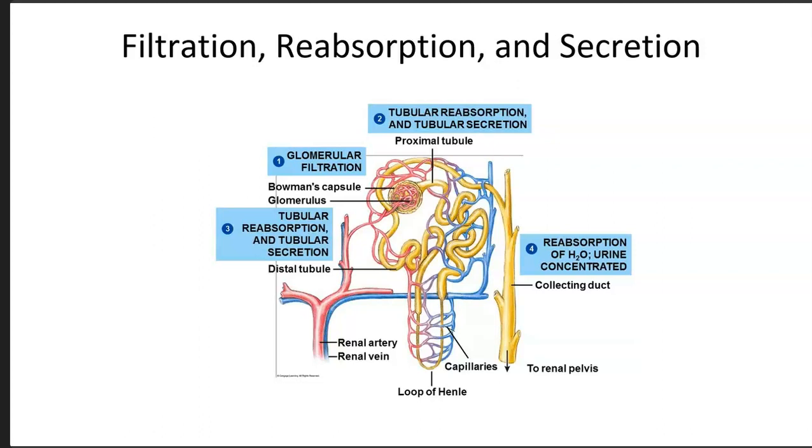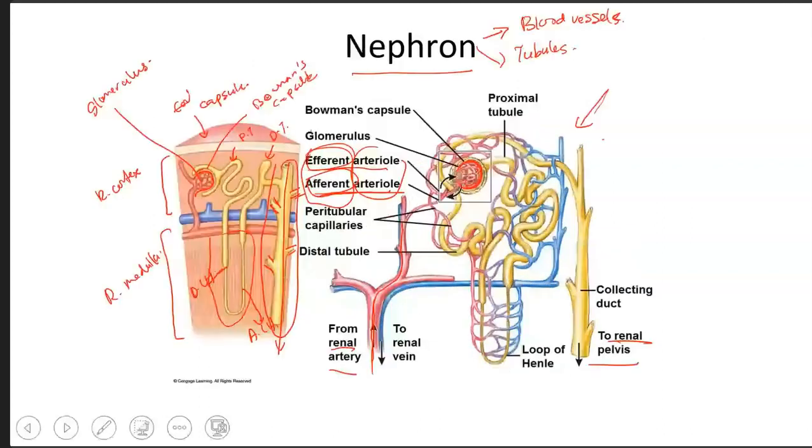So from the efferent arterioles, you have a net of blood capillaries surrounding the tubule part of the nephrons. The blood vessels surrounding the loop of Henle, we call vasa recta. The blood capillaries surrounding the proximal tubule and the distal tubule, we call peritubular capillaries. Those are the components of blood vessels.